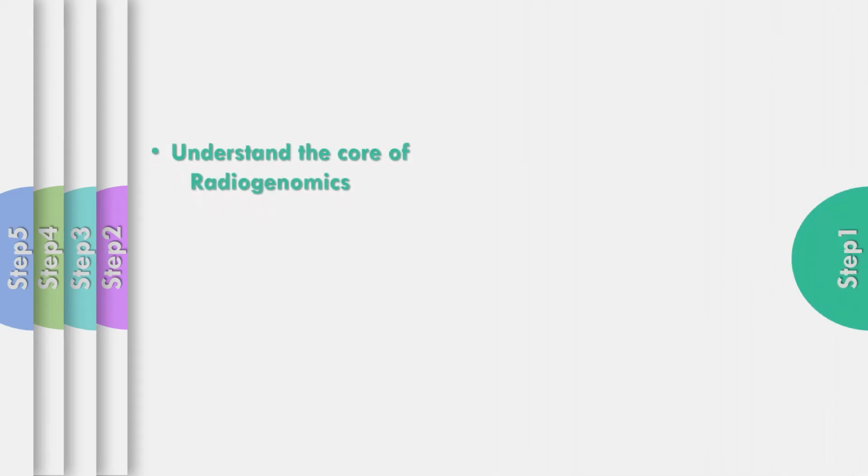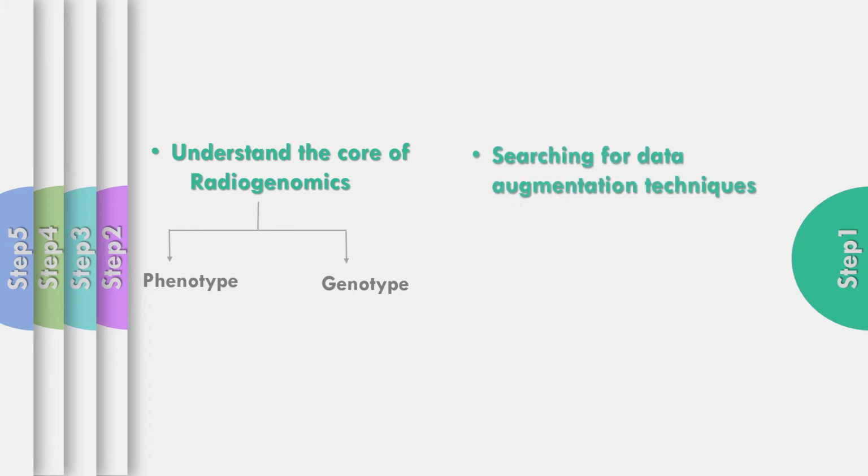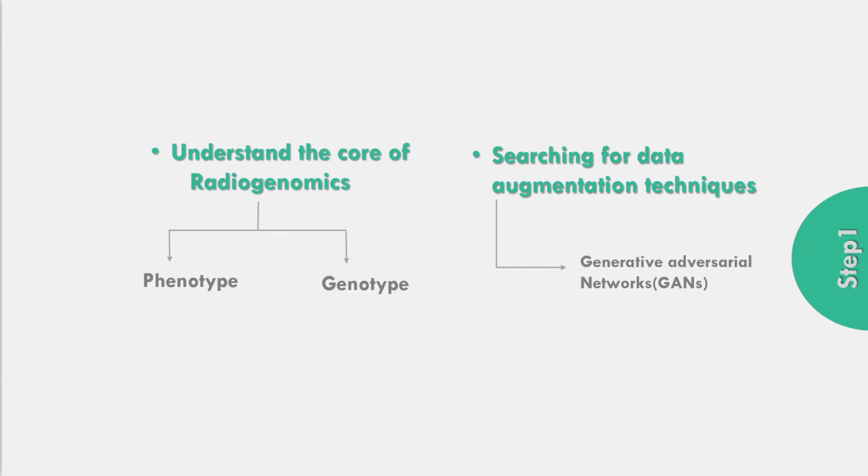We started our journey by trying to understand the core of radiogenomics as it focuses on the relation between the imaging characteristics of a disease, the imaging phenotype, and its gene expression patterns, the genotype. And we searched for techniques used in data augmentation and we came up with generative adversarial networks. We moved to understand the basics of GAN, its history, components, different types, and how it works.